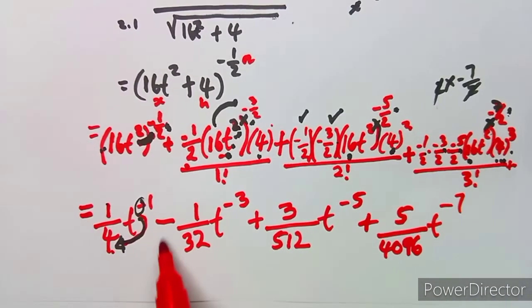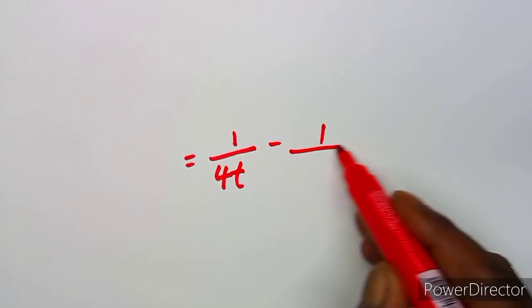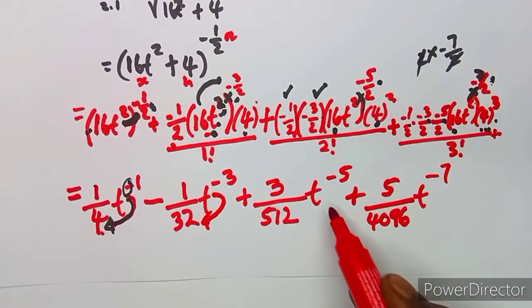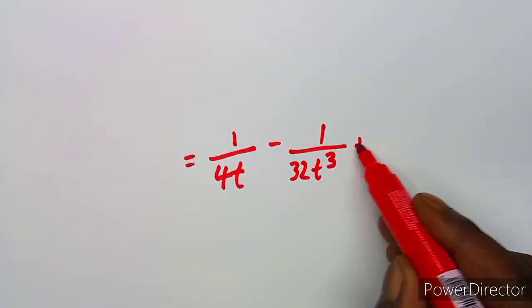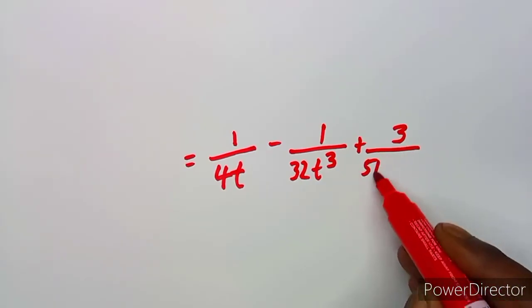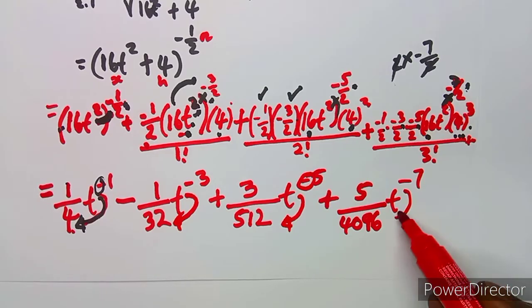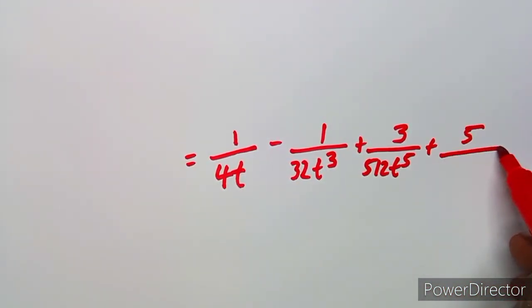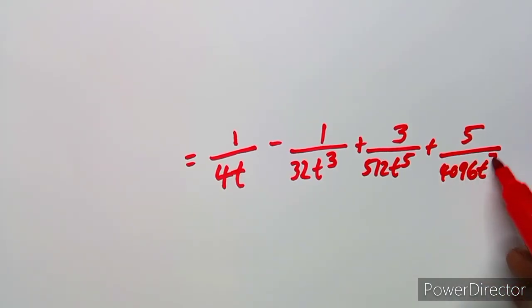We move on to minus 1 over 32. If we write this t down, it's going to be t to the exponent of 3. So it's minus 1 over 32 t to the exponent of 3. We move on to this one. We remove this negative again, write it down here. So it's going to be plus 3 over 512 t to the exponent of 5. You move on to this 7, you do the same: 5 over 4096 t to the exponent of 7.